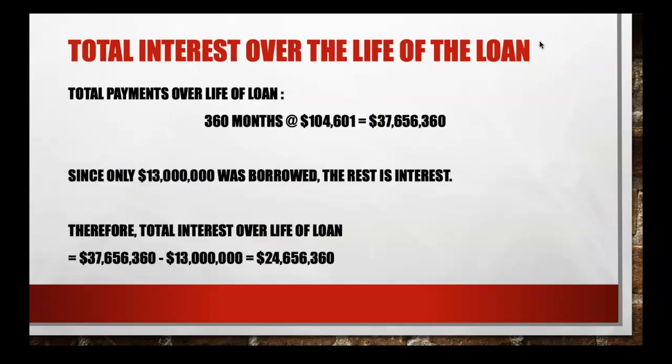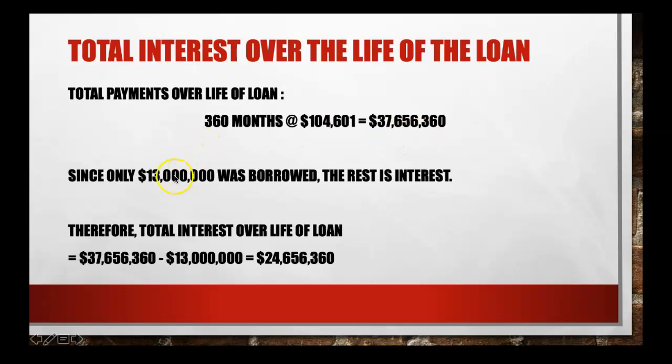All right, the total interest over the life of the loan. So the loan is over a 30-year period, which is 360 months. And we know that the monthly payment is 104,601. So we simply multiply 360 months times 104,601, and it gives us a total payment of 37,656,360. So for this loan, this is the total amount that we'll be paying over the 30 years.